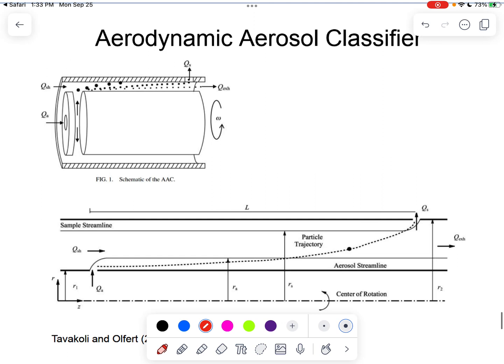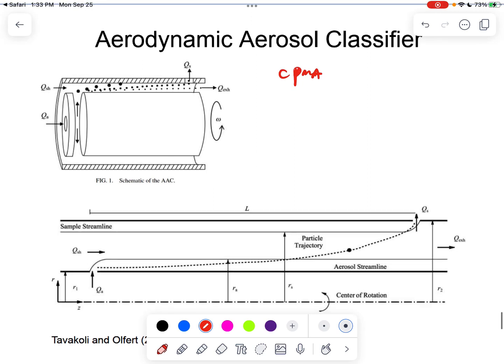Okay, there's also a device called the Aerodynamic Aerosol Classifier, which also uses the inertia of the particles. Remember, we introduced the CPMA in our earlier class, involving two concentric cylinders that are spinning. Over there, we said it uses the balance between the centrifugal force and the electrostatic force.